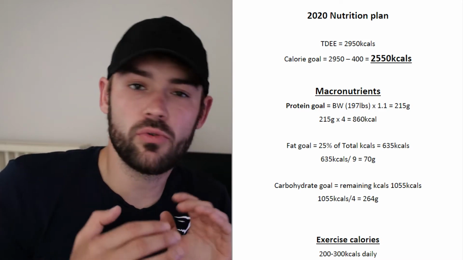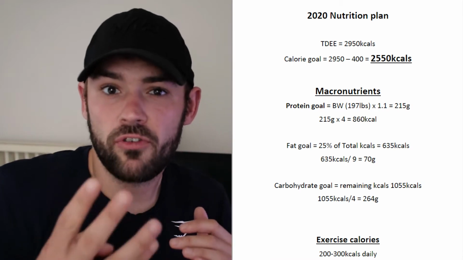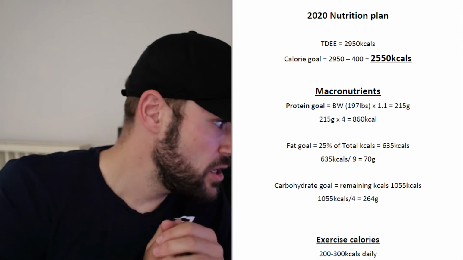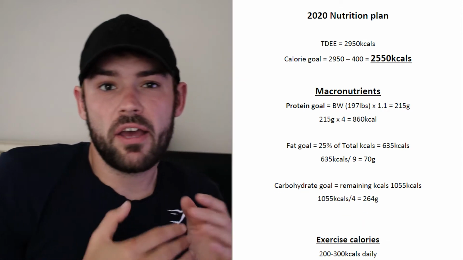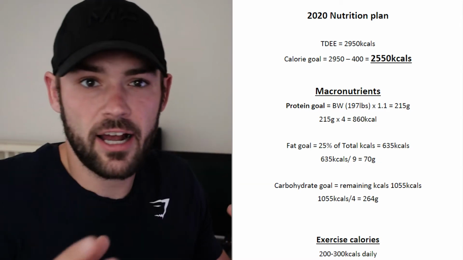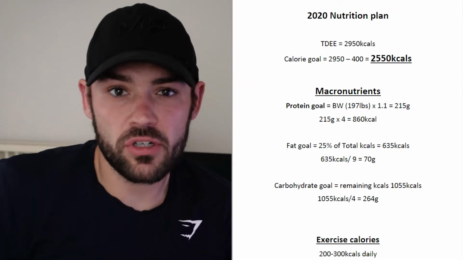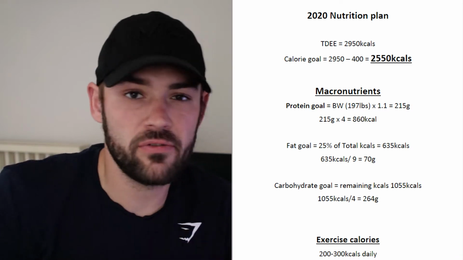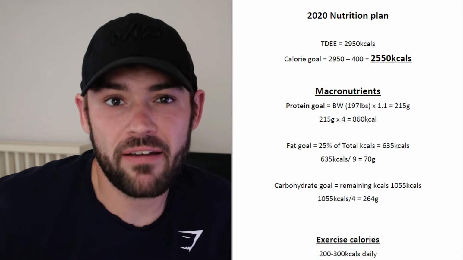So that's what I'm going for, 215 grams of protein, which if you times that by 4, because there's 4 calories in 1 gram of protein, it gives me 860 calories, which is obviously made up from my whole entire calorie goal. So that 860 calories there fits into my 2,550 calories. So the next thing that I like to look at is going to be my fat goal.